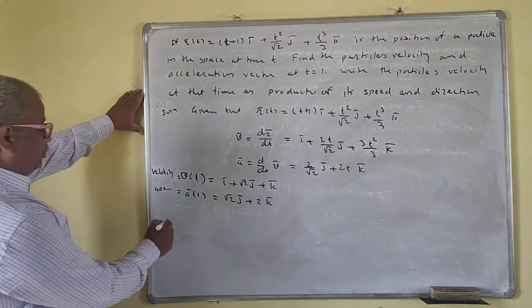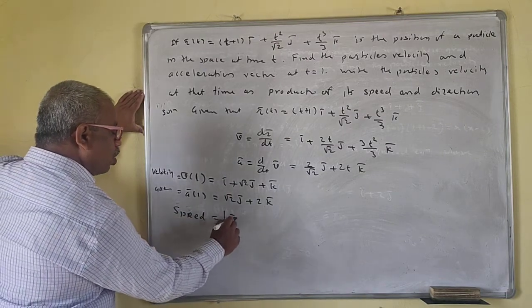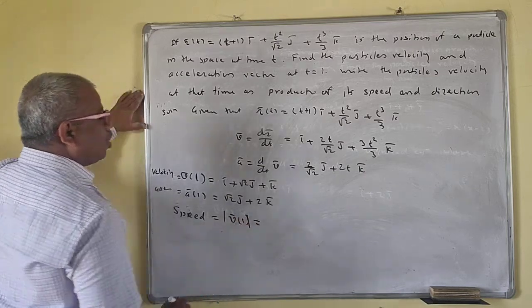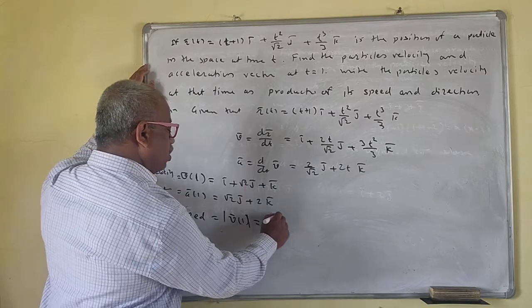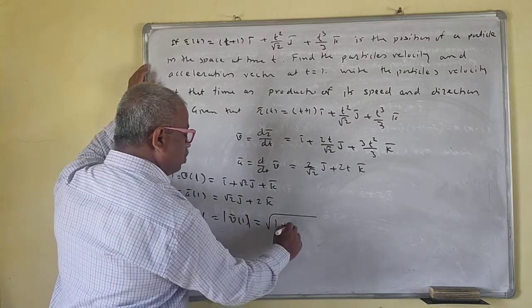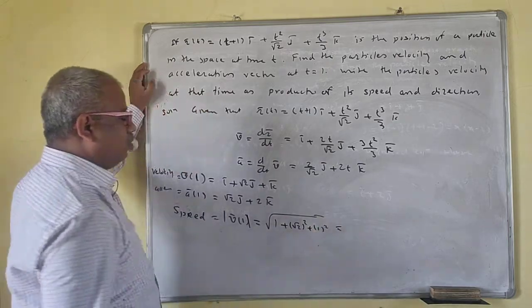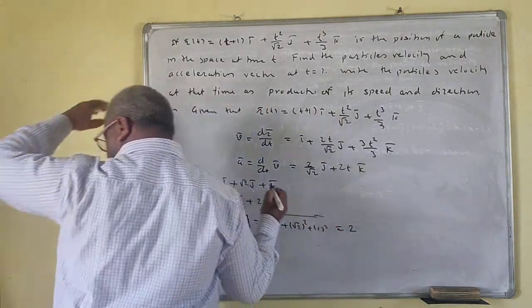So what is the speed? Okay, the speed is equal to mod of v bar at 1. So mod of v bar is this: root of 1 plus root 2 square plus 1 square, which is root of 1 plus 2 plus 1, which is root 4. So this is 2 now.